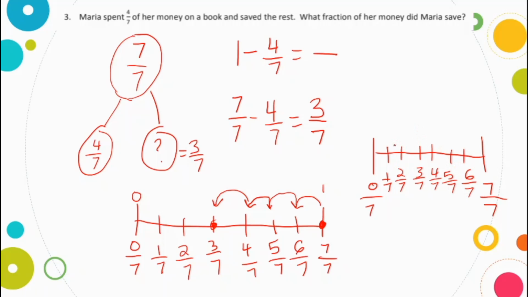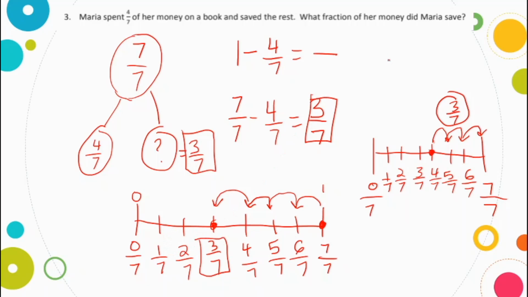Okay, so we know that she spent 4/7ths of her money. So we have to figure out how much did she save. Well, that's the rest of this, right? Up to 1 whole. So that's 1/7, 2/7ths, 3/7ths. So this equals 3/7ths. So we know that altogether, whatever method we use, Maria saved 3/7ths of her money.